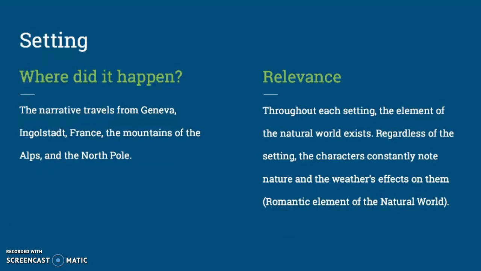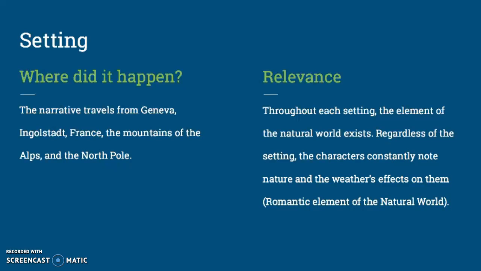Where did it happen? The narrative travels from Geneva, Ingolstadt, France, and the mountains of the Alps and the North Pole. Throughout each setting, the element of the natural world exists. Regardless of the setting, the characters constantly note nature and the weather's effects on them, which shows the romantic element of the natural world.